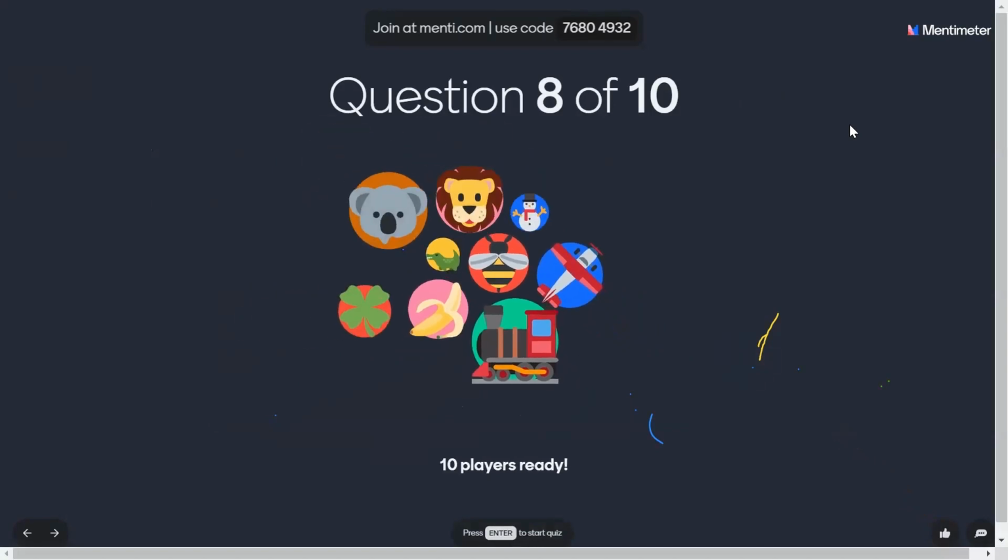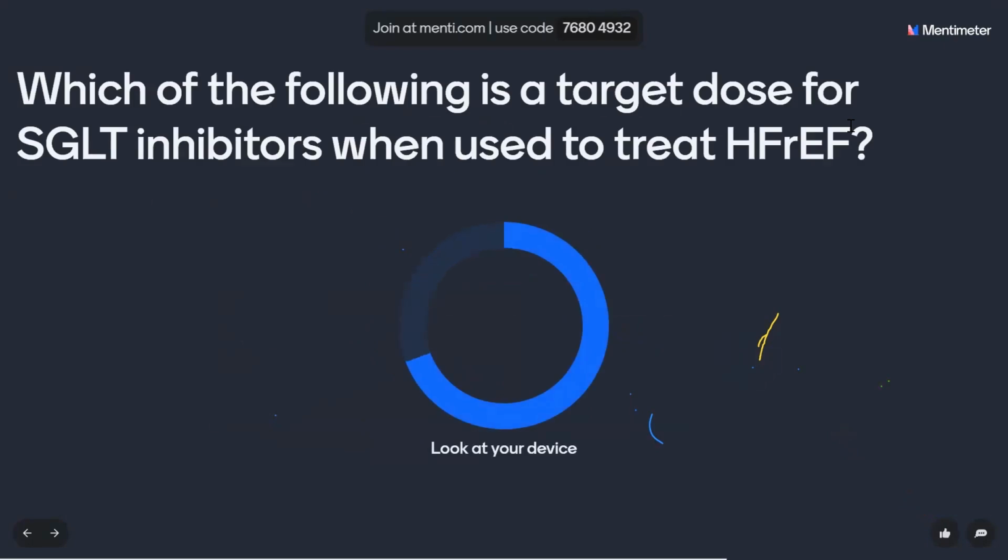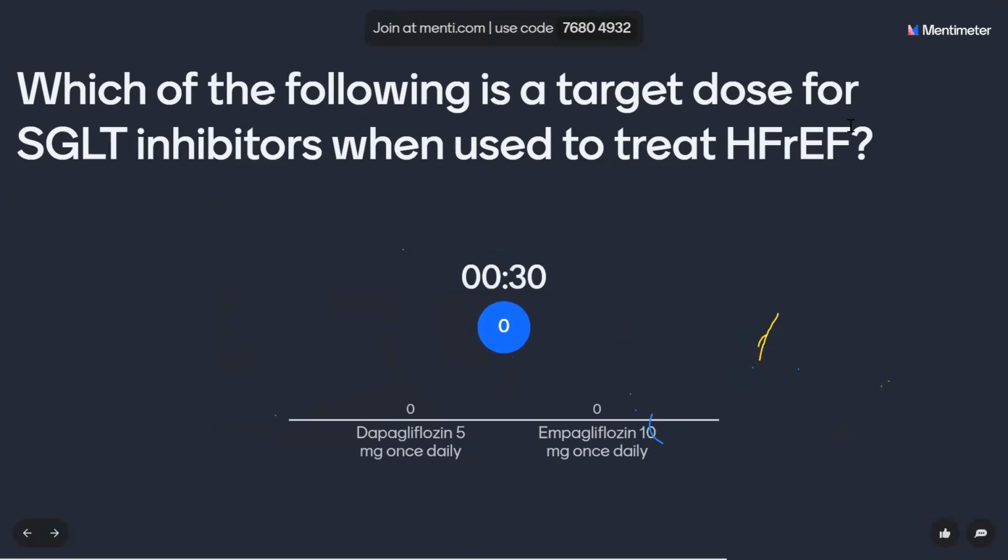All right, 3 more to go. Which of the following is a target dose for SGLT2 inhibitors when used to treat HFrEF? Dapagliflozin 5 or empagliflozin 10?